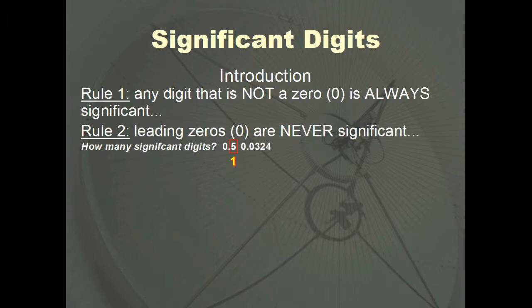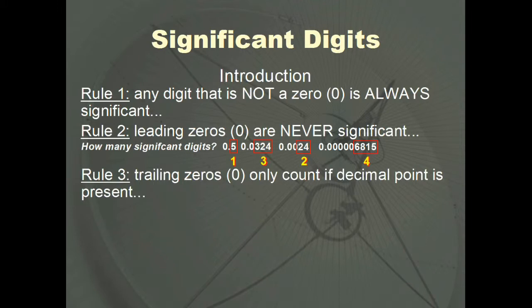What about 0.0324? Again, my 0.0 are leading zeros. They are never significant. Hence 324 gives me 3 significant digits. 0.0024. Answer is 2. And what about this number? Well, the leading zeros are never significant, hence only the 6815 part is significant, and I have 4 significant digits. That satisfies rule number 2 and rule number 1.